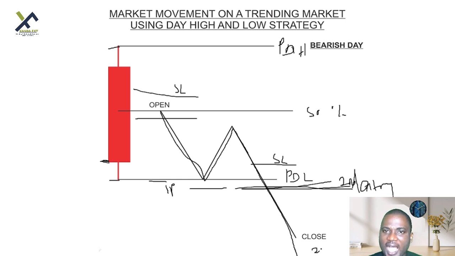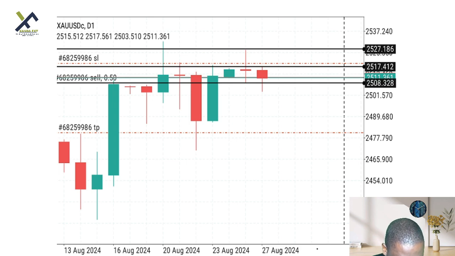Now let's go to the chart as we see how these things play out. Now this is gold USD. You look at this market, and you discover that this market is ranging and at the same time trending. Now this is the previous day high, and this is the previous day low. Okay, and this is my 50% entry. Now I've marked my day high, my day low, and my 50%. Now let's move down to 15 minutes and see how it goes.